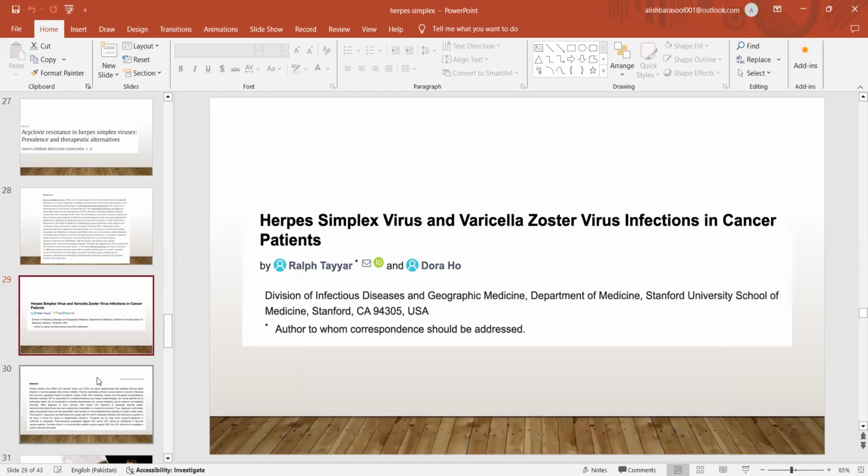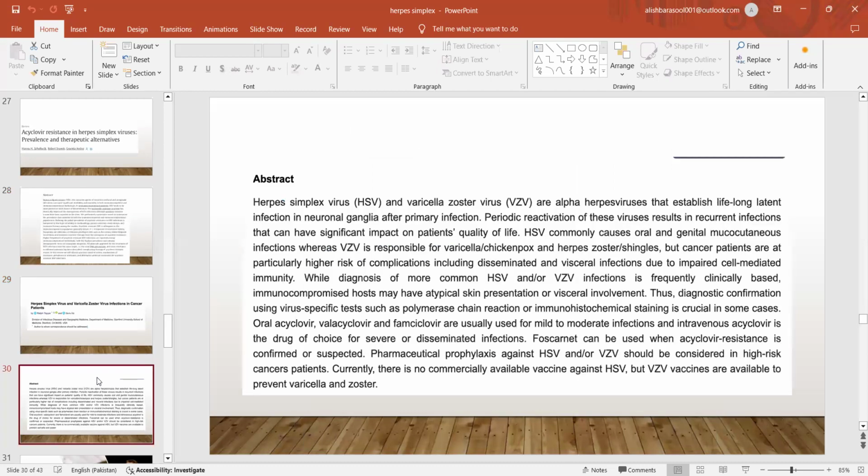Herpes simplex virus and varicella zoster virus infections in cancer patients. Herpes simplex virus and varicella zoster virus are alpha herpesviruses that establish lifelong latent infection in the neuronal ganglia after primary infection. Periodic reactivation of these viruses results in recurrent infections that can have significant impact on patients' quality of life. HSV commonly causes oral and genital mucocutaneous infection, whereas varicella zoster virus is responsible for varicella and chickenpox. But cancer patients are at particularly higher risk of complications, including disseminated and visceral infections due to impaired cell-mediated immunity.